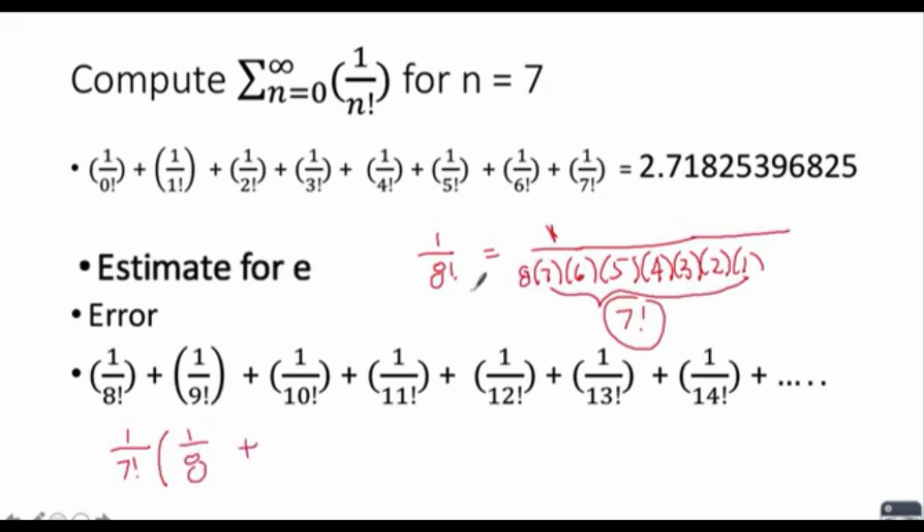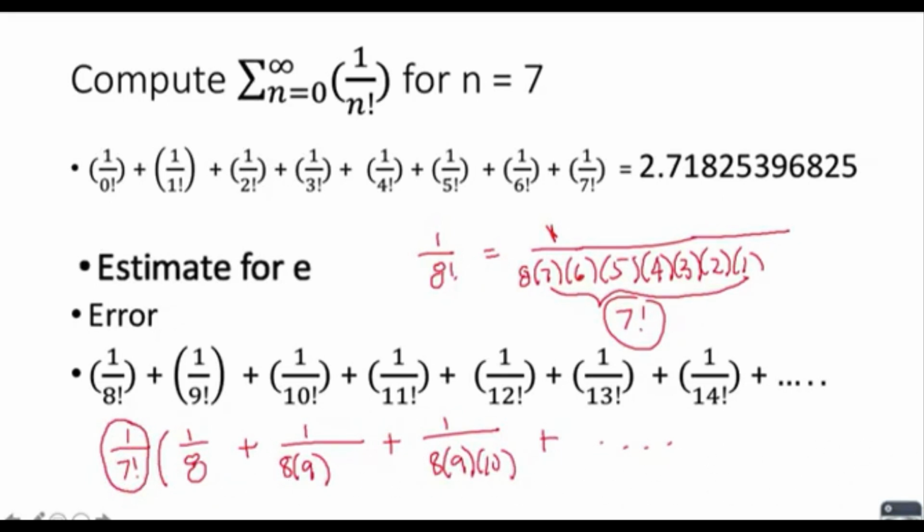For 1 over 9, I have to include 9 here. So that means if I factor out 1 over 7 factorial, I'm left with 1 over 8 times 9. For 1 over 10, it's the same thing, 8 times 9 times 10, plus, and so on. So we have now an exact value, 1 over 7 factorial, that we can factor out, and these terms would be the other factor, but still infinite.